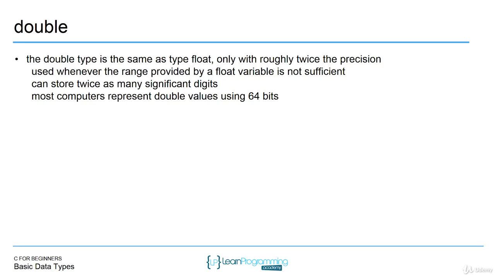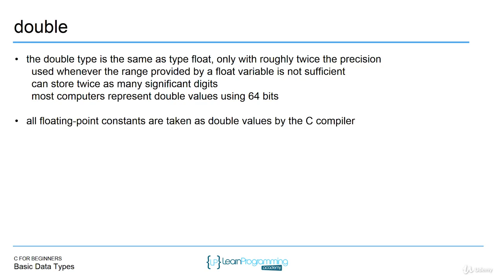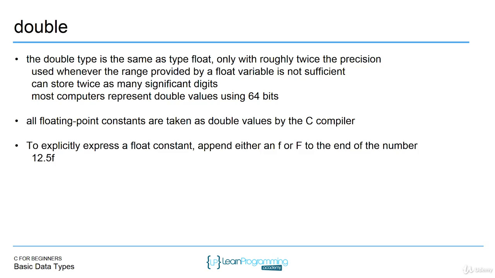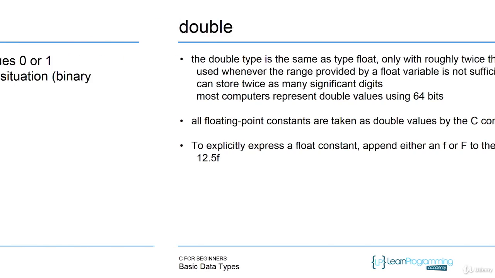And the way that you would create the variable is you would say the double keyword before naming the variable. All floating point constants are taken as double values by the C compiler. So that's by default. If you specifically want to make something a float, you just add an F at the end of it when you assign it. So to explicitly express a float constant, just put that F there, 12.f.